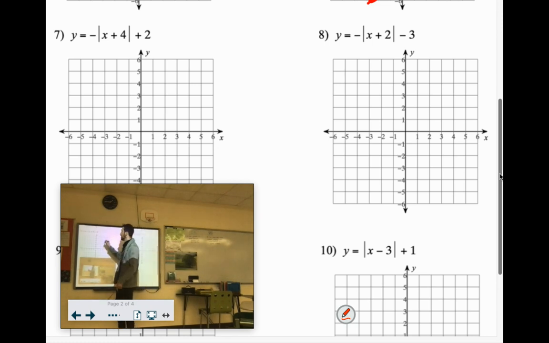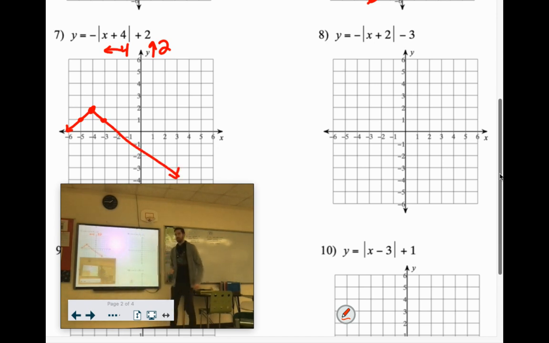Plus 4 grouped with it, so that would be left 4. Plus 2 not grouped with it, that would be up 2. Left 4, up 2. And then to find our next point, we use that negative. So from there, we go down 1 over 1 in both directions. That was a pretty rough straight line on the right side there.